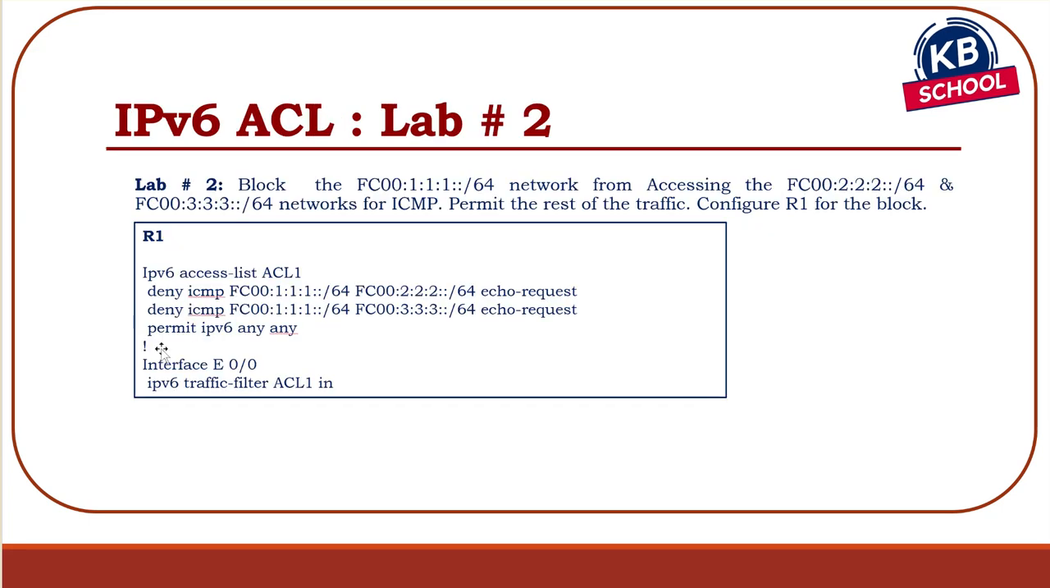Now, in this particular lab, I'm going to be taking a look at blocking the 1 network from accessing the 2 or 3 network, but specifically only for ICMP, and that is echo request. Permit the rest of the traffic, configure R1 to do the block. So I want 1 to be blocked from pinging the 2 and the 3 network using an ACL. So how do I go about doing it? Because it's specific to the protocol.